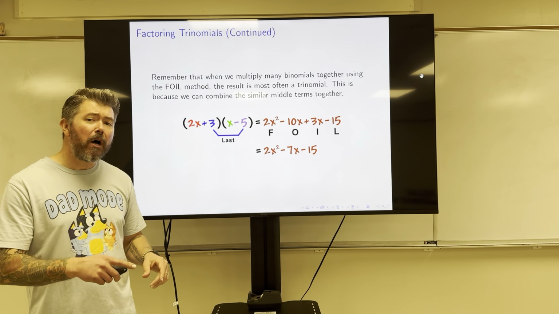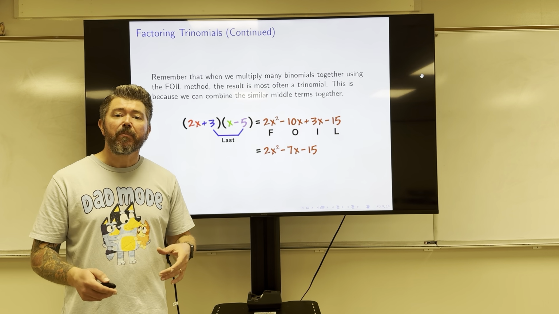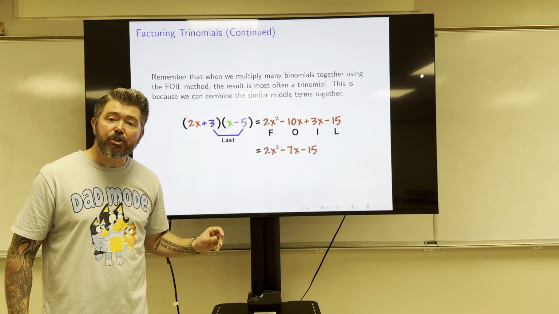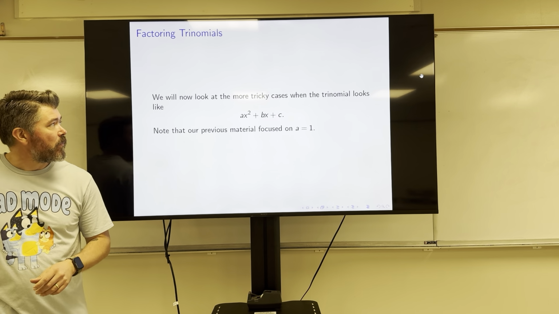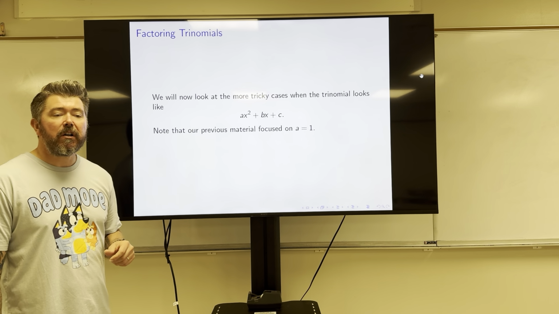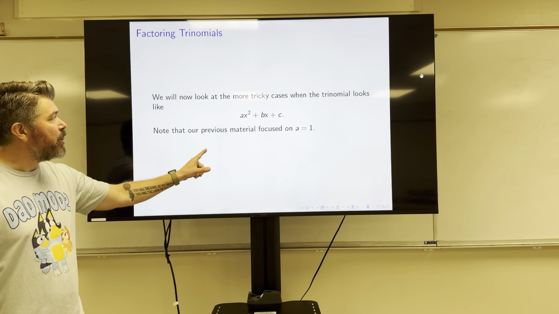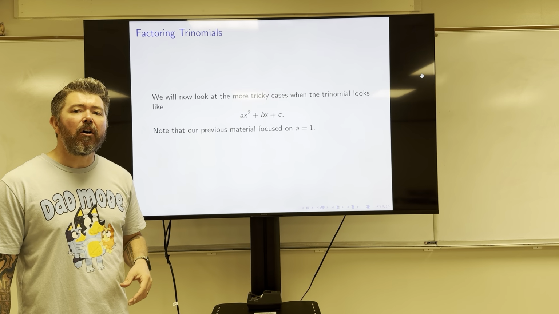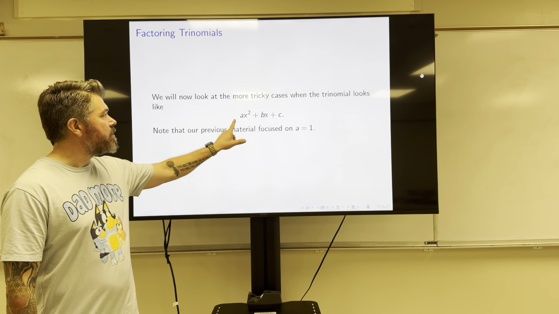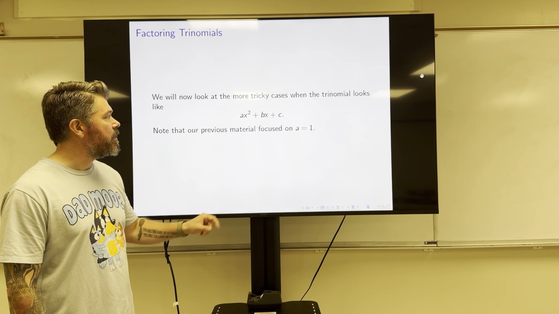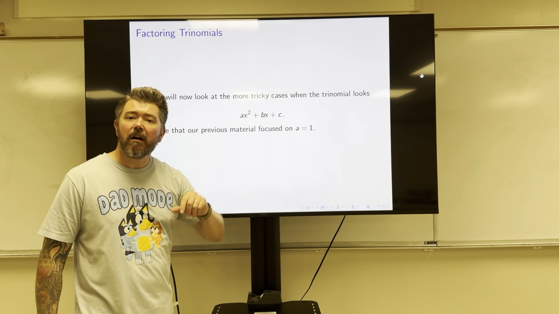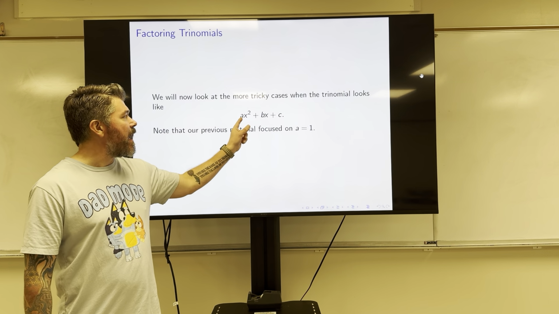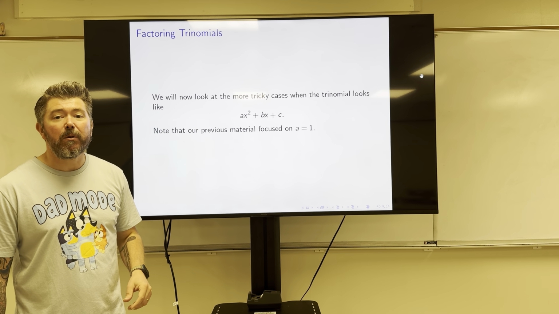So we always focus on 1x squared because it's a little easier. We can get comfortable with that. And now we move on to it being a more tricky trinomial. Okay, so we're now going to look at these trinomials that look like ax squared plus bx plus c. A, b, and c are just numbers. They're just placeholders. So we're just going to have a number times x squared, a number times x, and a constant term. And in our previous work, again, we just let a be 1. Now we're going to let a be whatever it wants to be.